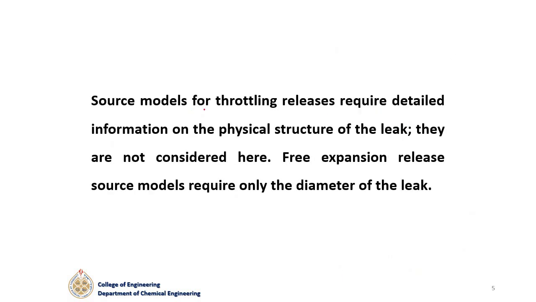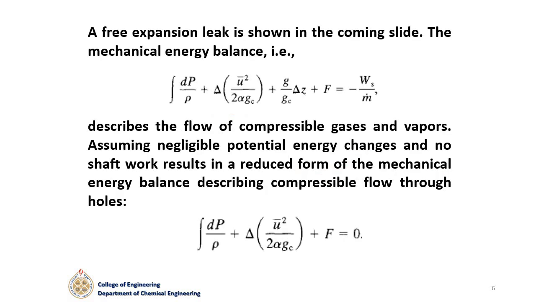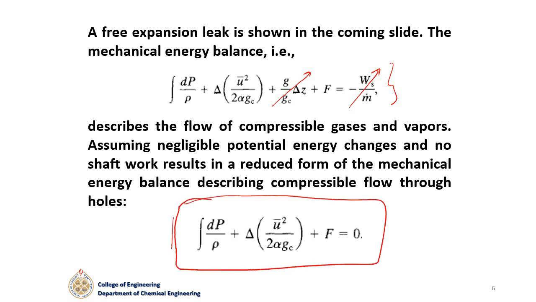Okay, so the source model for throttling is a bit tough, so we're not going to cover that. We're going to cover the free expansion release part. And in this case, we just start with our mechanical energy balance equation. That's our usual balance equation. And what do we say usually? There's no change in the elevation, there's no shaft work, so we are left with this equation here.